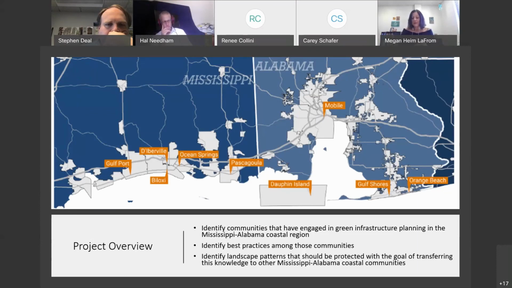So the aim of the project is to identify best practices related to green infrastructure planning and stormwater management, and to share this knowledge among partners in other coastal cities with the idea that they'll become more resilient. So to do this, an advisory committee comprised of local and regional planning partners was established as a means to facilitate conversations and information sharing, to identify best practices in green infrastructure planning, and to assess the degree to which these practices are incorporated in the city's comprehensive plans.